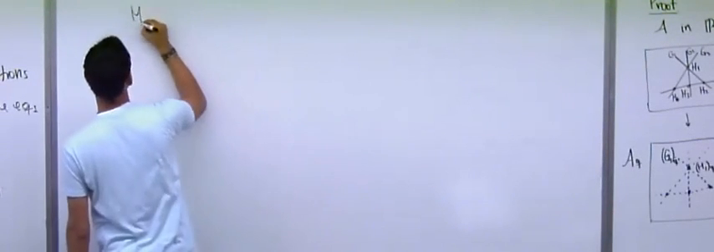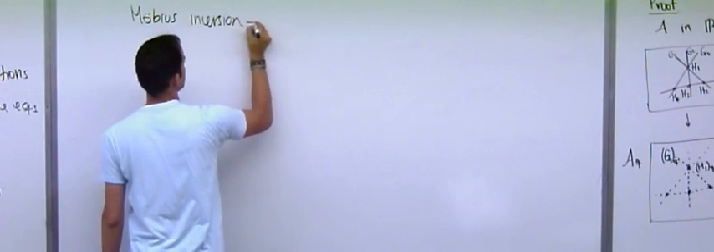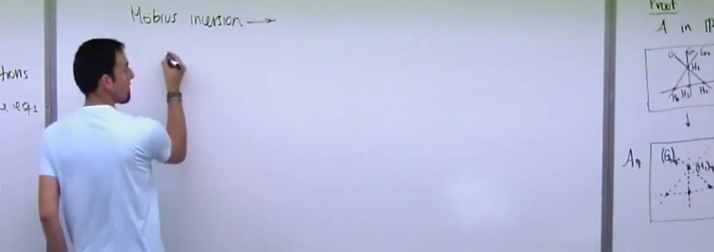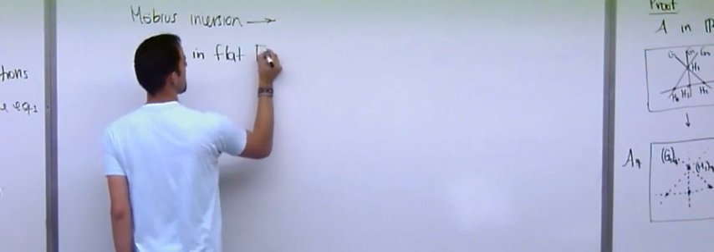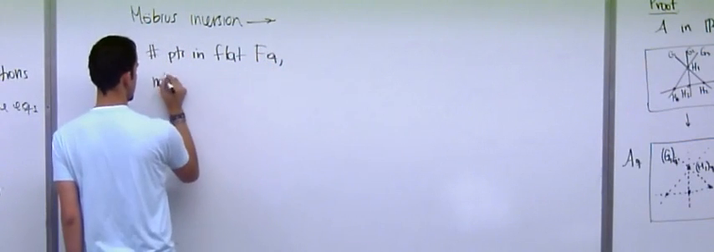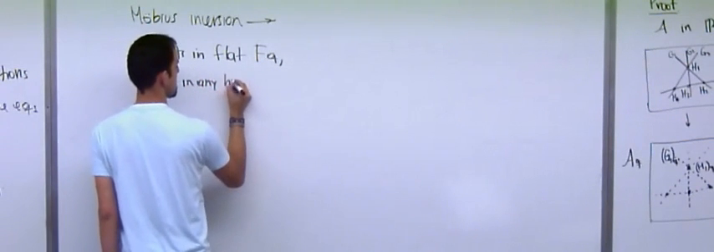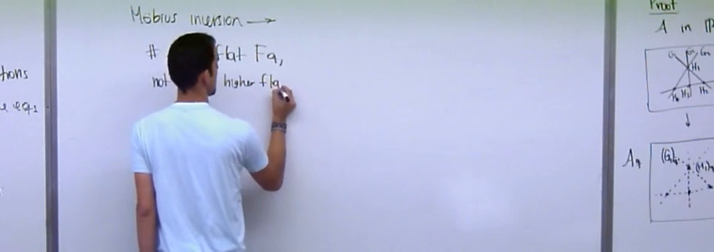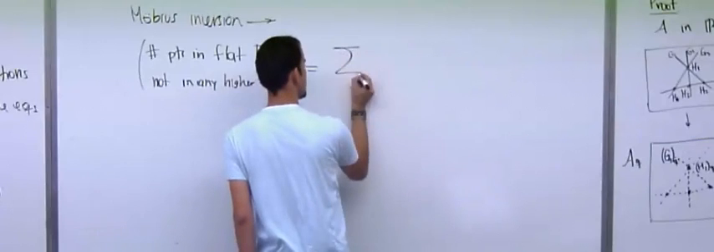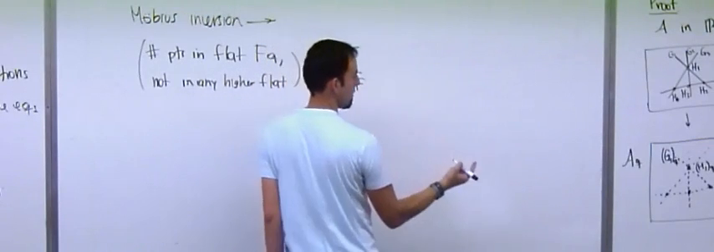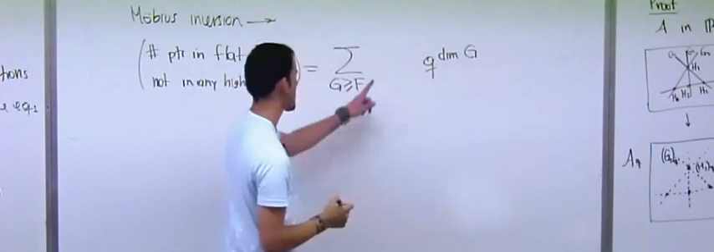So I apply Mobius inversion, which tells me that the number of points in the flat F_q^n and not in any higher flat is equal to, Mobius inversion tells me I should add over the g bigger than f. I put the other function here, q to the dimension of g. And then I just put the Mobius number here.